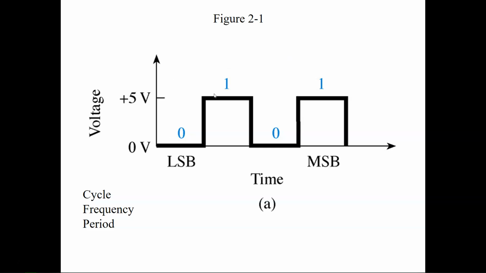So here it is in a better picture. If you have 5 volts, you're hitting a 1. If you have 0 volts, you hit a 0. This is the premise of digital. There is no in between, right?